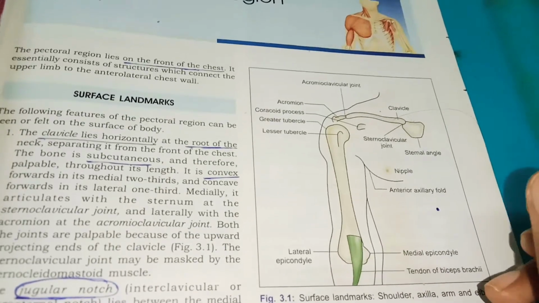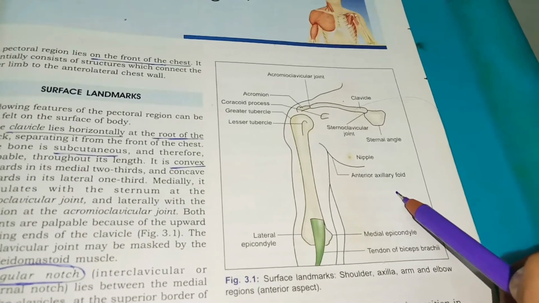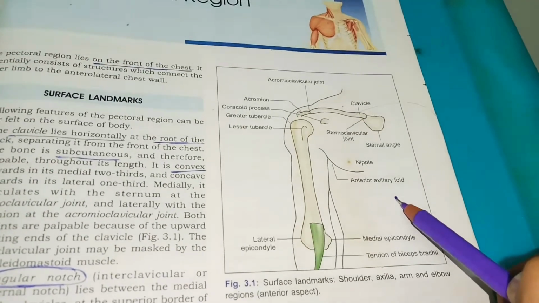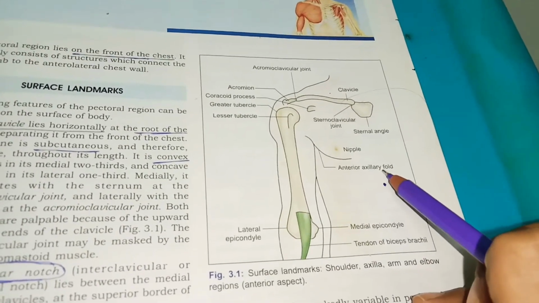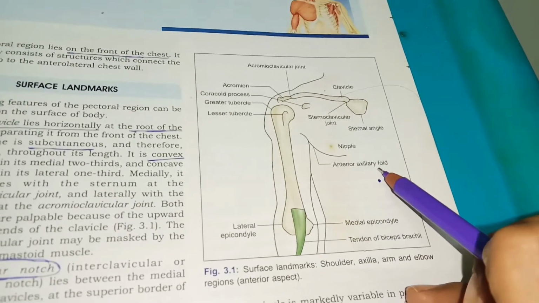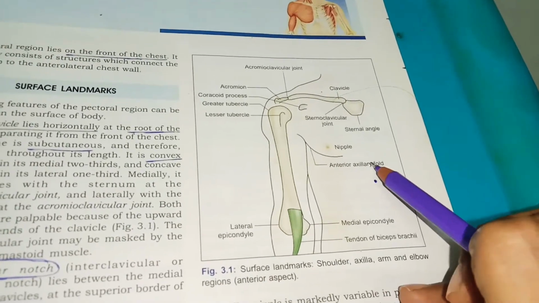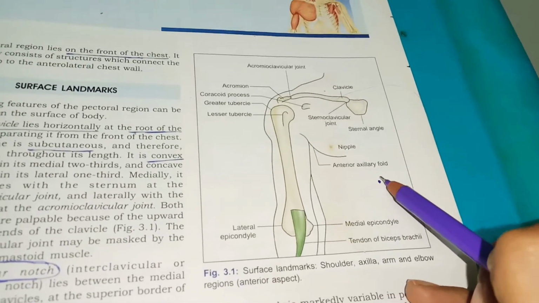Now coming to the epigastric fossa. It will be somewhere over here, just a depression in the infrasternal angle. Infrasternal angle means here we have the xiphoid process. The xiphoid process with the body of the sternum forms the infrasternal angle. Just below this you will have the epigastric fossa.